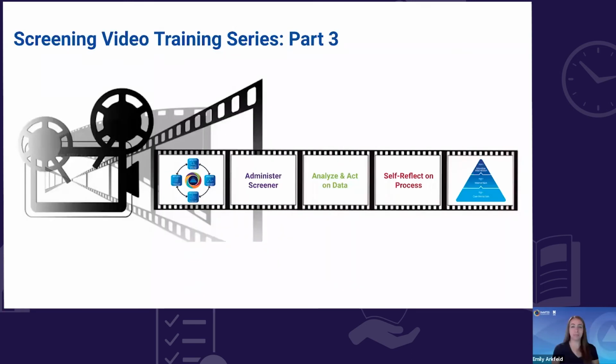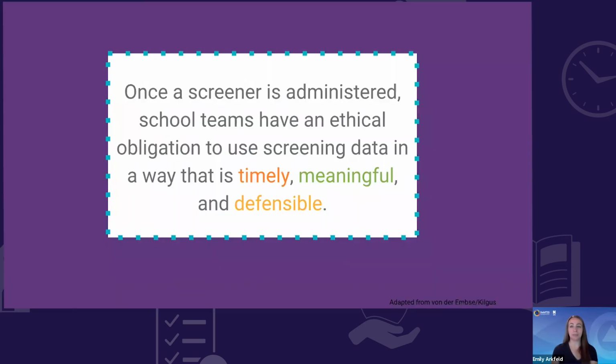Thanks, Mackenzie. As we wrap up our third part of this series, we'll talk about administering the screener, analyzing and acting on data, and self-reflecting on the process. As a reminder, once you have completed the screener, you do have that ethical obligation to follow up on the data compiled in a way that is timely, meaningful, and defensible.